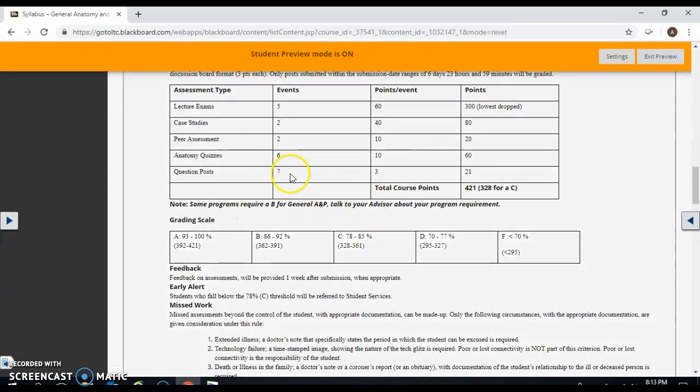Question post. So the question post, folks, is, in this case, a weekly discussion post. And the way it works is every week you will post 3 questions. You're basically quizzing everyone in class. And this is going to be based on Bloom's taxonomy.